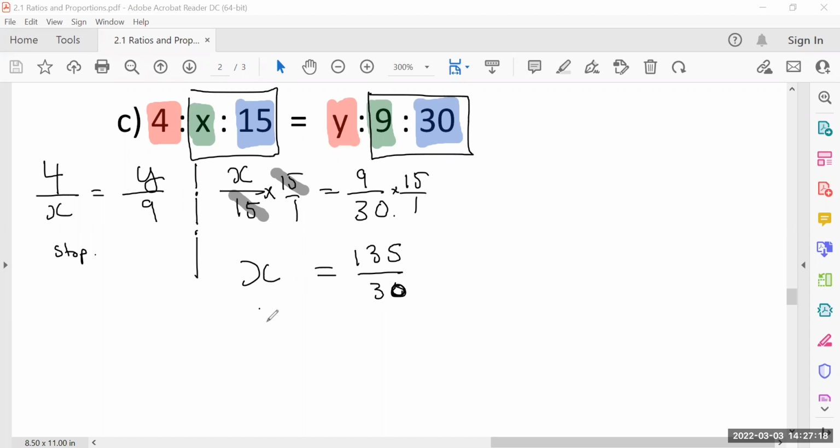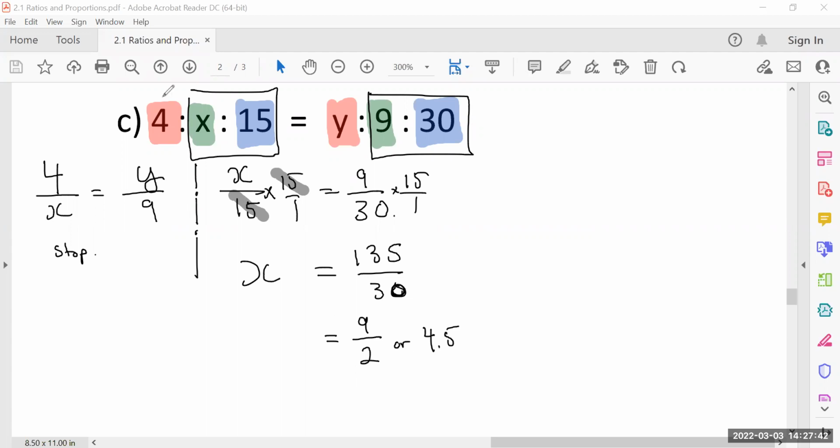Oh, look, X is already all alone. Look at that. I actually don't have to go any further. X is all alone. I solved it. And if you put this in the calculator, I think it actually comes out to 4.5. If I reduce it, it becomes 9 over 2 or 4.5.